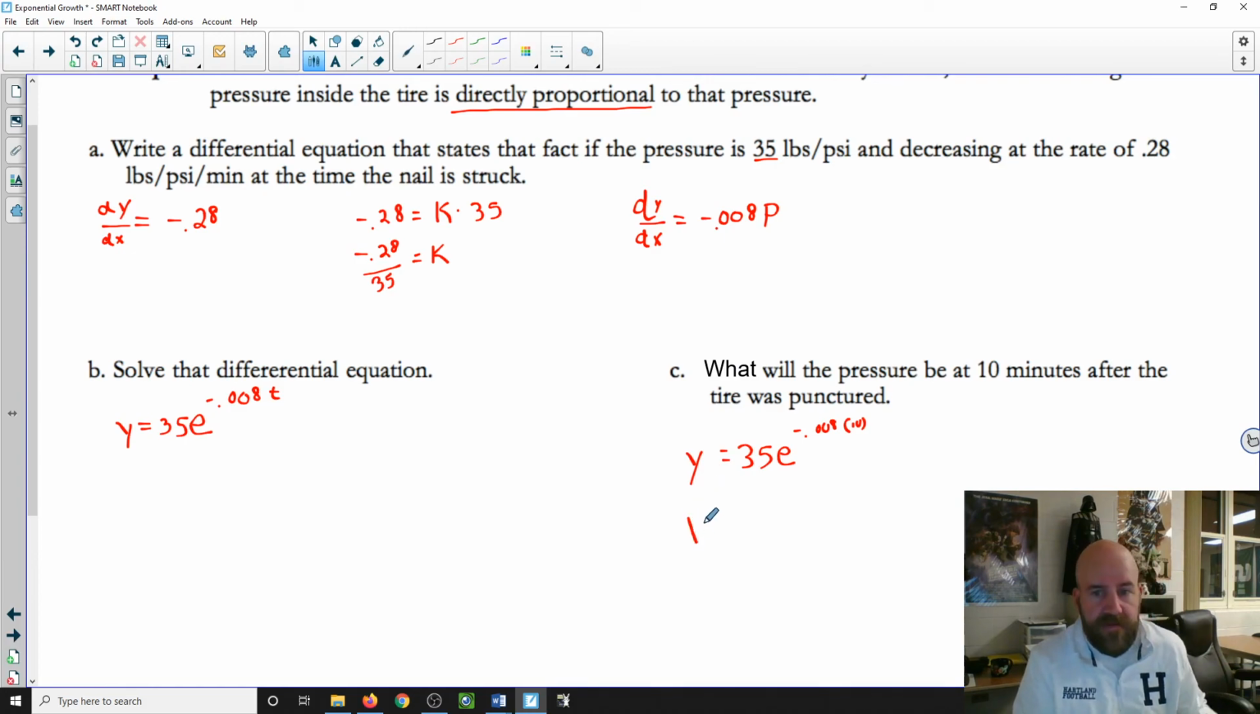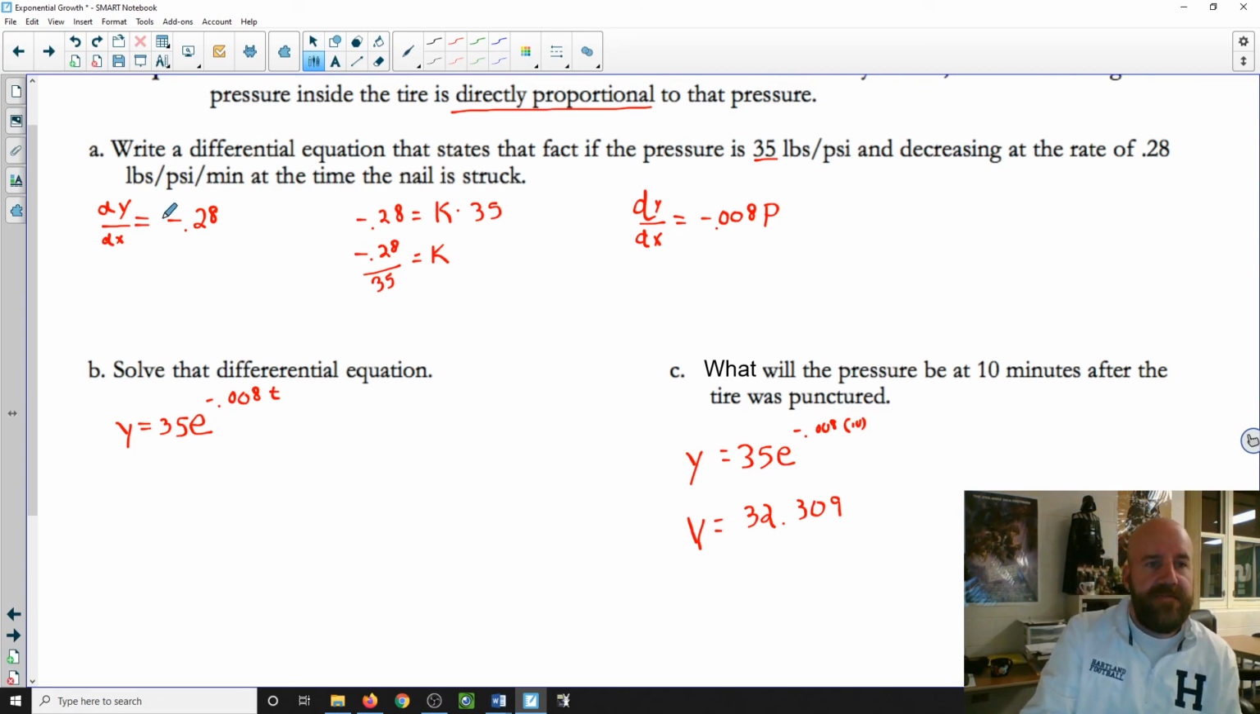So let's see, 35 times e to the negative 0.008 times 10. We would have 32.309 pounds per square inch after 10 minutes.